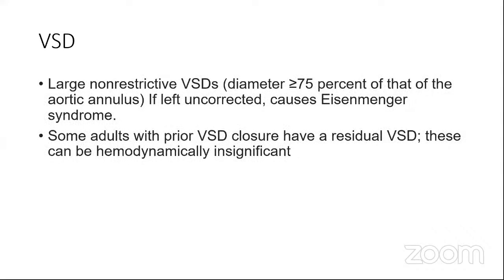Large non-restrictive VSDs with a diameter of more than 75% of the aortic annulus, if left uncorrected, can go early on into pulmonary hypertension. These are usually closed during the first year of life, and if left uncorrected, they can cause Eisenmenger syndrome with right-to-left shunts. Some adults with prior VSD closures have a residual VSD, but this can be hemodynamically insignificant.